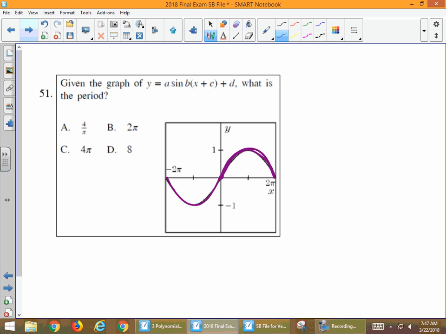So from negative 2 pi to 2 pi, that number of units is 4 pi units. This is a horizontal stretch by a factor of 2. So the period of the function is 4 pi.